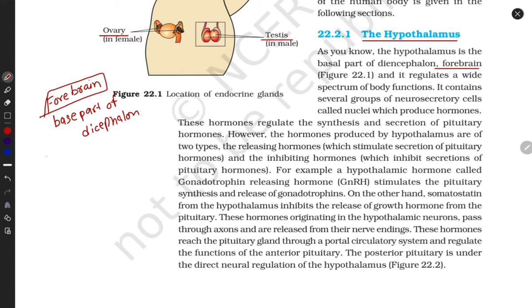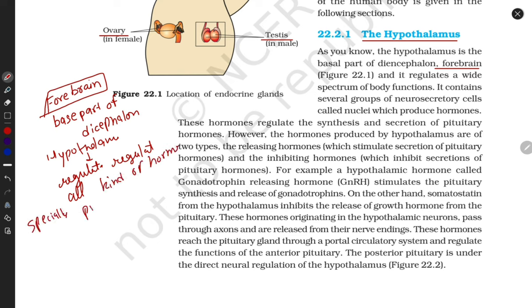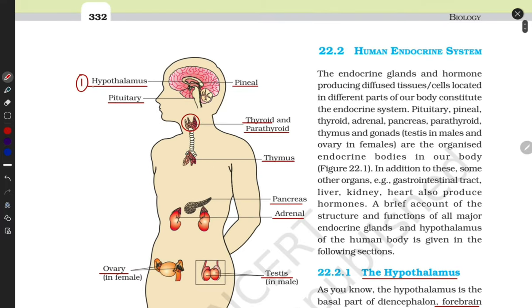The hypothalamus regulates all kinds of hormones, especially the pituitary gland's hormones. Look here. The hypothalamus gives a command to the pituitary gland to release hormone. The hypothalamus orders the pituitary gland to release hormones at the perfect time, perfect age and perfect amount. And the pituitary was happy: okay sir, I'm going to secrete my hormone. So the hypothalamus gave the order to the pituitary, and it gives all the necessary orders.